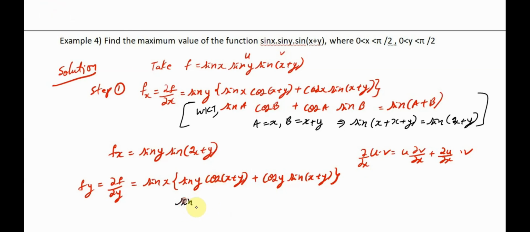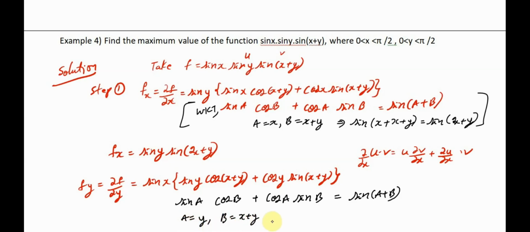Again, this is sine a cos b plus cos a sine b, so this is equal to sine of a plus b. This formula I'm going to use here, students. Now here a is y, which we have taken, and b I'm going to take as x plus y. So sine of a plus b will become sine of y plus x plus y, which is equal to sine of x plus 2y.